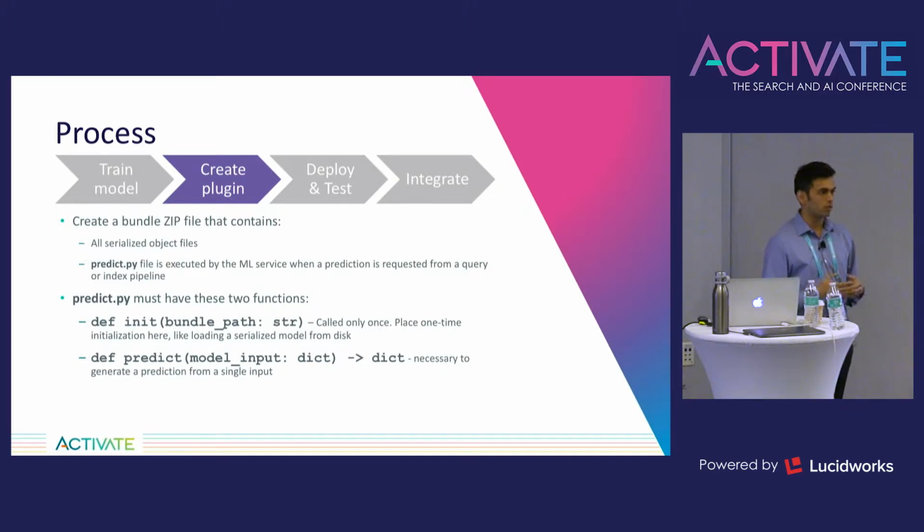Next is the predict function, which will take in a dictionary of input and return back a dictionary of the outputs. And this predict function is necessary to generate predictions for a single input that the model will receive. So after the model is loaded, every time you ask for the prediction, this function gets called and the service will return back whatever dictionary you're returning from there.